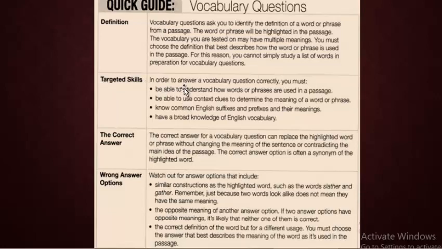Targeted skills. In order to answer a vocabulary question correctly, you must, 1. Be able to understand how a word or phrase is used in the passage. How a word is used means the function of the word. Is it a noun? Is it a verb? Is it an adjective? Is it an adverb? Second, be able to use context clues to determine the meaning of words or phrases.